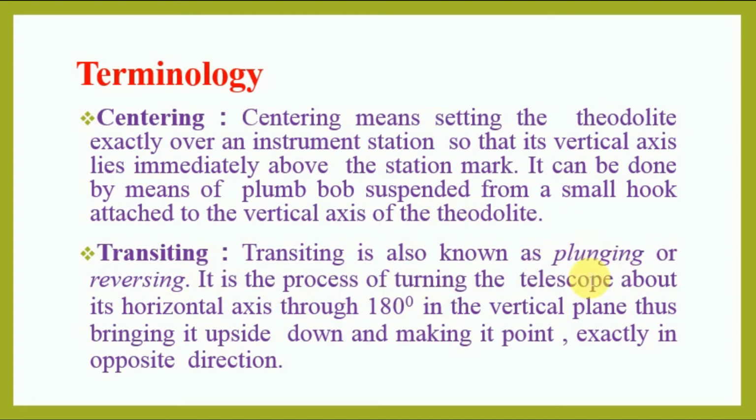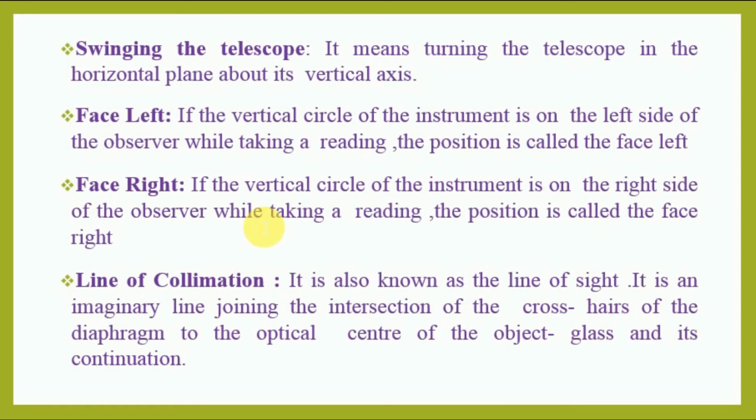Transiting is also known as plunging or reversing. It is the process of turning the telescope about the horizontal axis through 180 degrees in the vertical plane. If it is rotated about 180 degrees in the vertical plane, then it is said to be a transit. If we can rotate it 360 degrees, then it is said to be a transit theodolite. Swinging the theodolite: if the telescope is moving in the horizontal plane, it is said to be swinging.